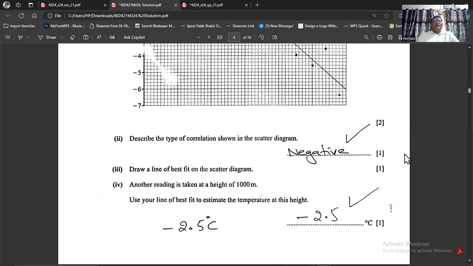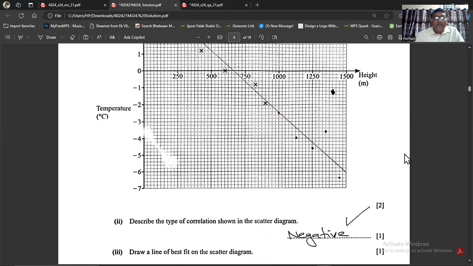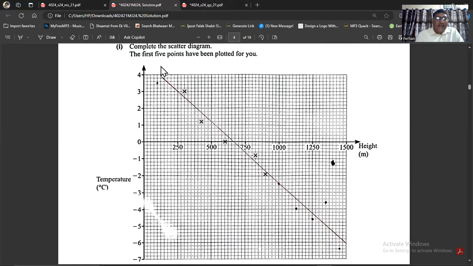Then he says draw a line of the best fit on the scatter diagram. So what I will do, I will draw a line in this pattern in such a way that the number of the points above this line and the number of the points below that line are the same. We will try that they are same. Okay, so this is how you draw the line of the best fit.